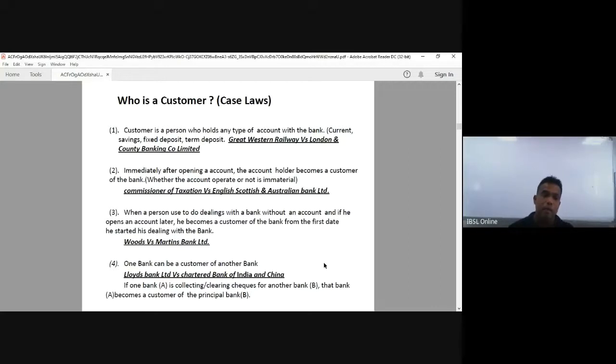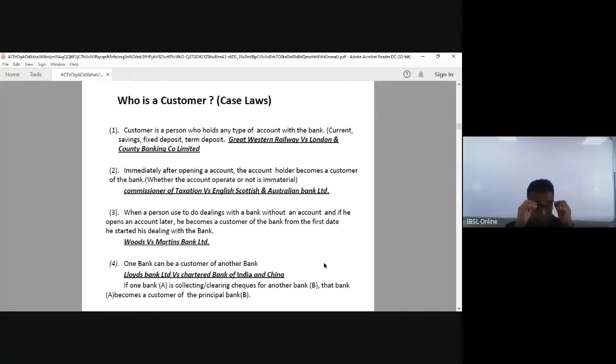Number two, Commissioner of Taxation versus English, Scottish and Australian Bank Limited. In this case, the first part is very clear. If you have an account, you are a customer, or otherwise you are not a customer. There's no banker-customer relationship. Then we have a question: at what point do we consider a person a customer, or a person who maintains an account?